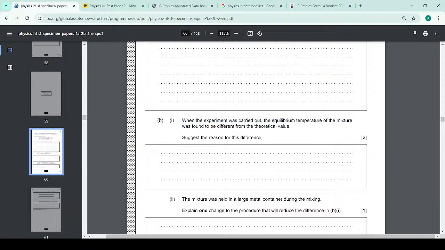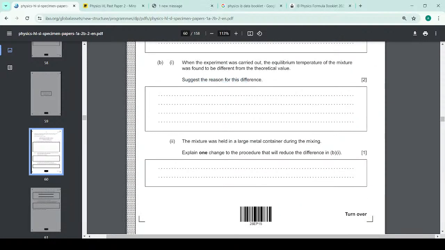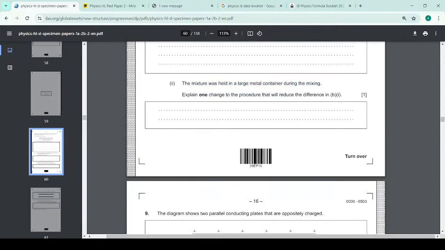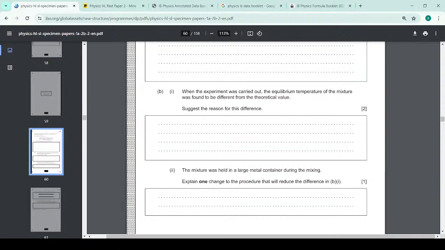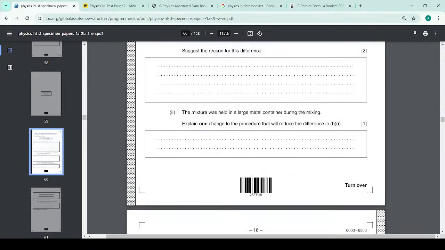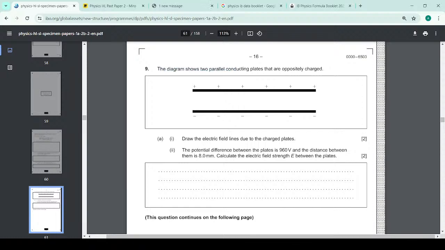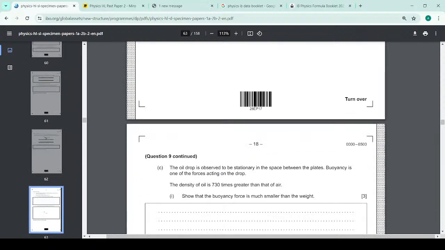Okay. When the experiment was carried out, the equilibrium temperature of the mixture was found to be different. Suggest the reason. Obviously some heat escaped. The mixture was held in a large metal container during the mixing. Explain one change to the procedure that will reduce the difference. So obviously a metal container would probably let a lot of heat through, because metal is a good conductor. They can do it maybe in a vacuum, so that there won't be any conduction or convection of the heat lost. Question 9 is capacitors, so we won't do that.